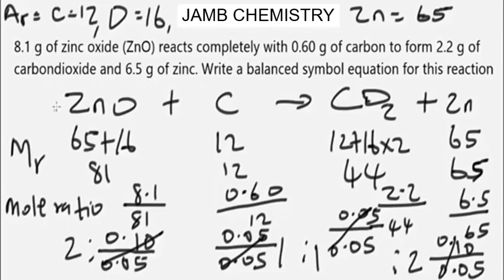So we have 2 moles of zinc oxide reacted with 1 mole of carbon, to give 1 mole of carbon dioxide and 2 moles of zinc atom. So this will be the balanced chemical equation for this reaction. Remember, we use reacting masses to balance this chemical equation. This is what you have to know about mole and equations. It's as simple as that, guys.